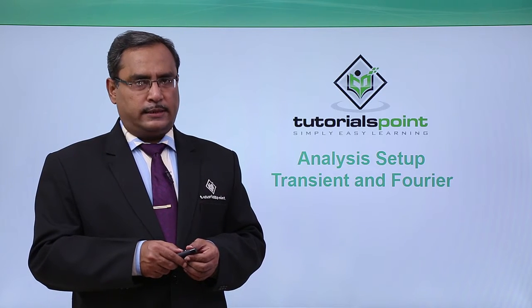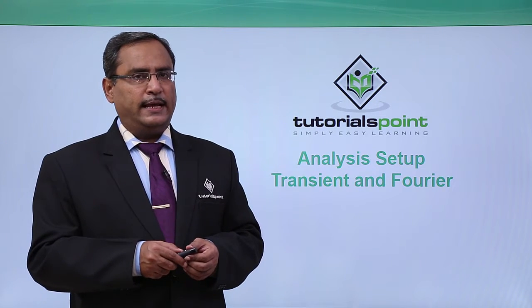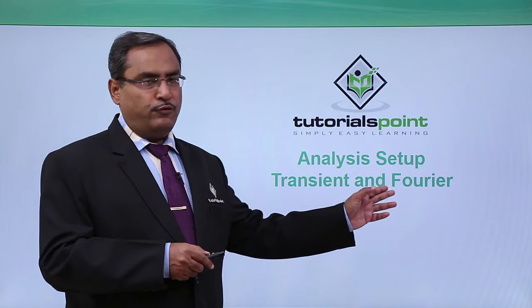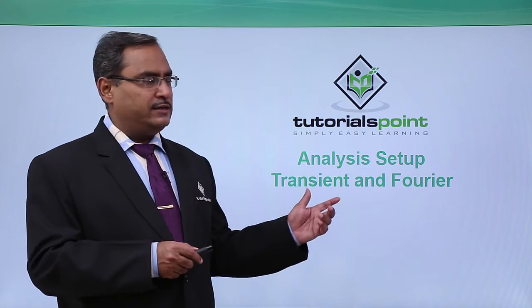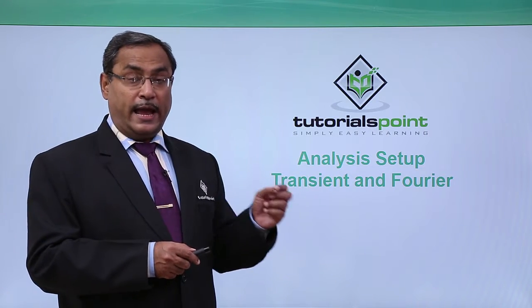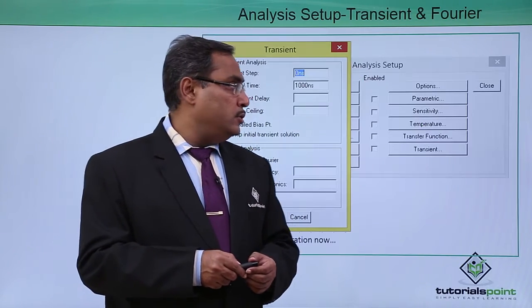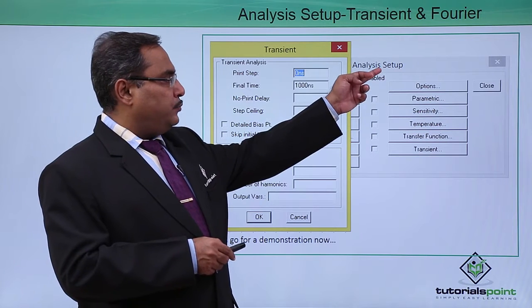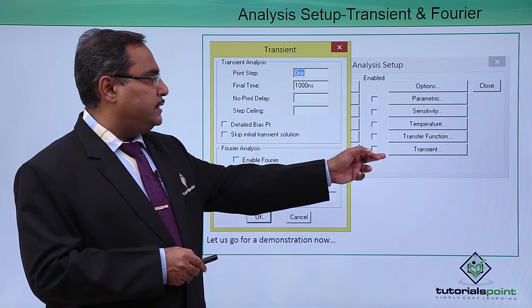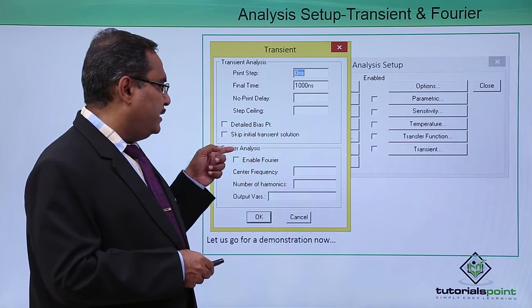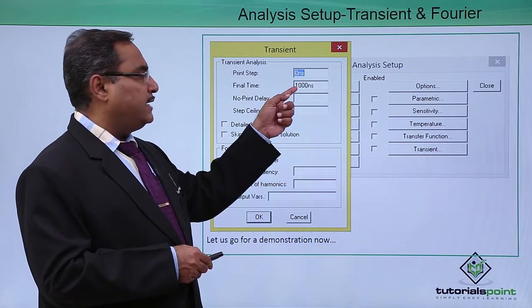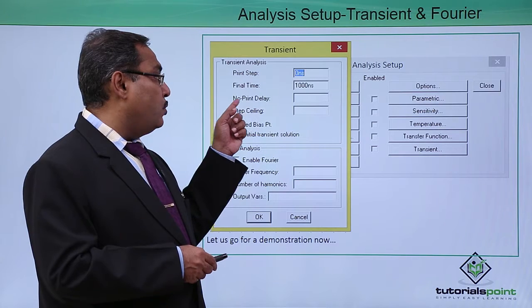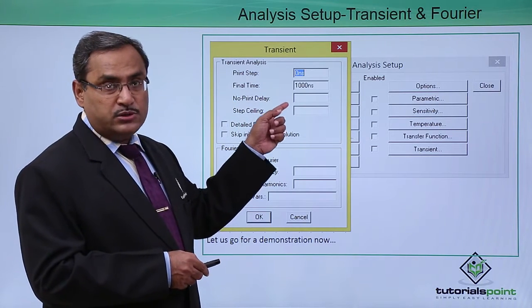Under analysis setup, we have two options, that is transient and Fourier. In our multiple experiments in this tutorial, we have used these transient parameters we set, and accordingly the outputs were obtained. If you come to this analysis setup, we have this transient option, and under this we have the Fourier analysis also. Here we have the print step, final time, and then the no print delay and so many other parameters we can set.